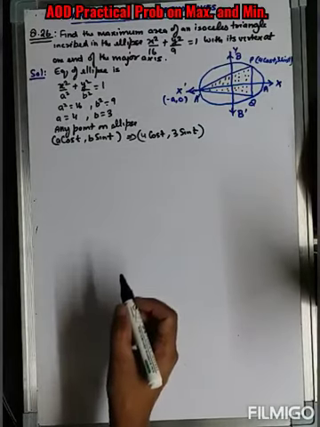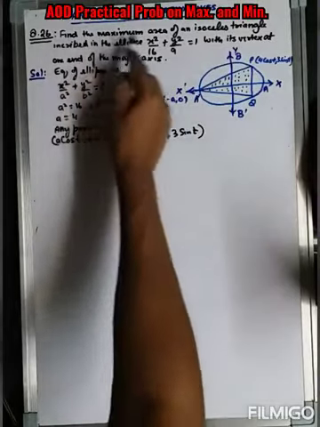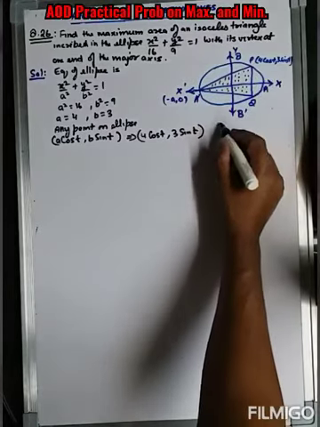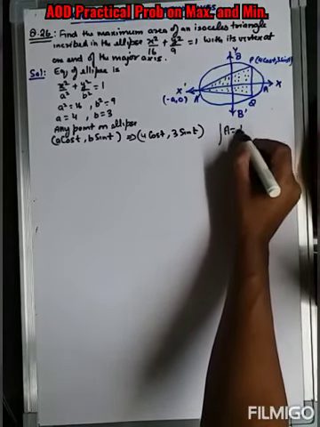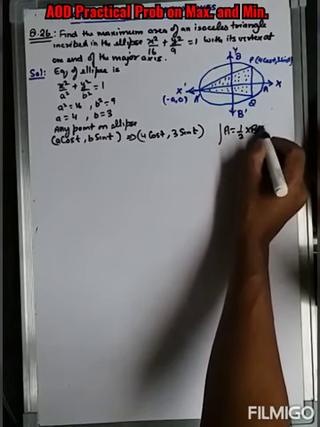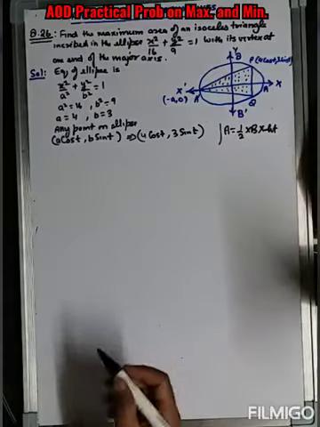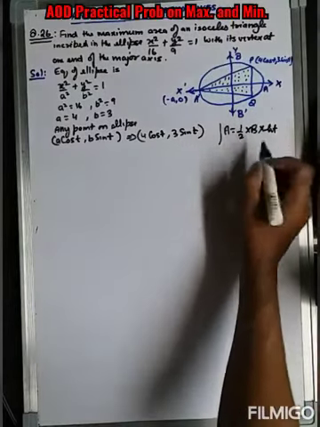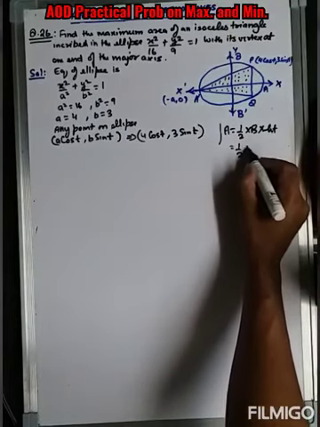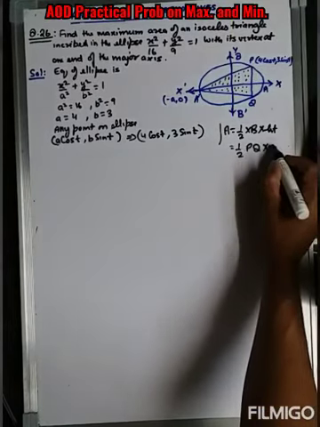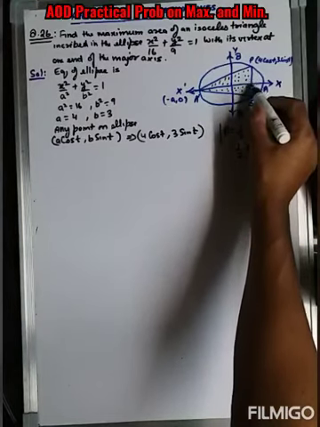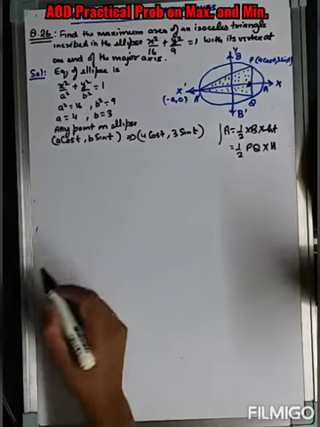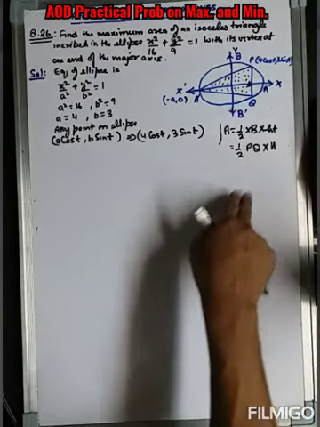Now we have to find the maximum area of this isosceles triangle. For the area, we know the formula of the area of a triangle is half into base into height. So we have to find the base PQ and the height, from this place to this place. Clear? So how do we find the length PQ?